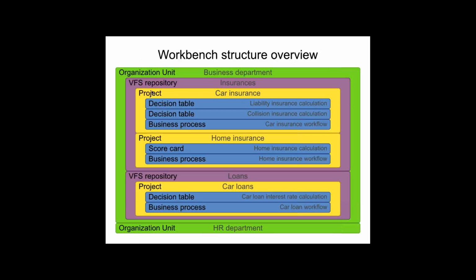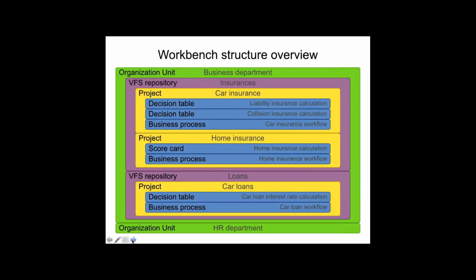Is that clear? So what are the steps? Create an organization unit, create a repository, associate that repository with your organization unit, and then start creating projects. And projects themselves will have what? They will have business processes, data artifacts, decision tables. They'll have different contents. Is that clear? Okay, great. Fine.